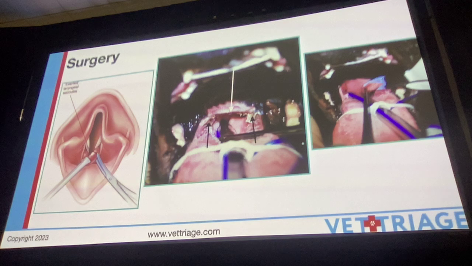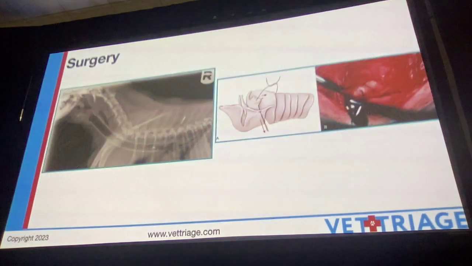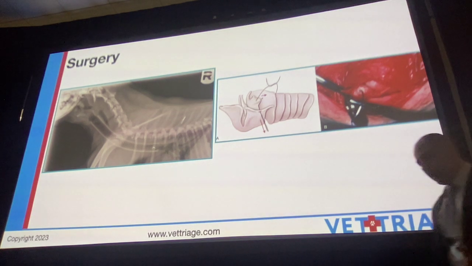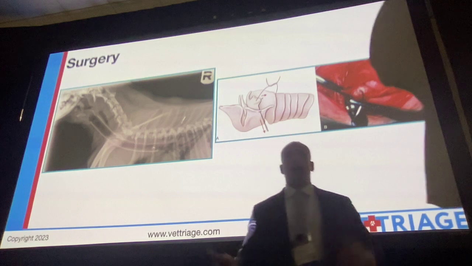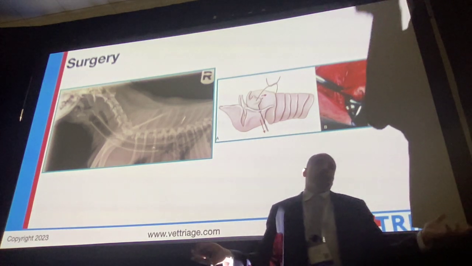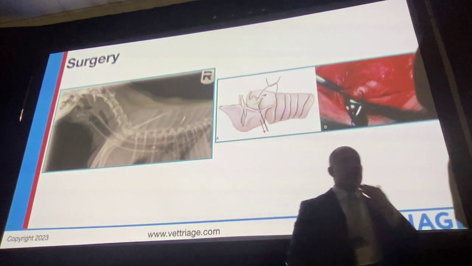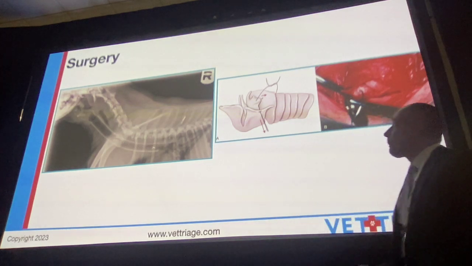By the way, the reason why I'm being a downer when it comes to all the arytenoid surgeries I mentioned is because if you create a permanent opening in the laryngeal aperture, you're more likely to get aspiration pneumonia. That's why. So there's no more protective measures for the dog.